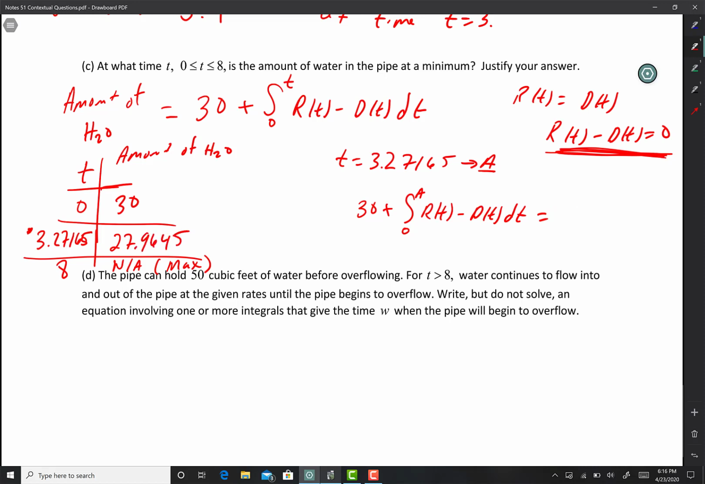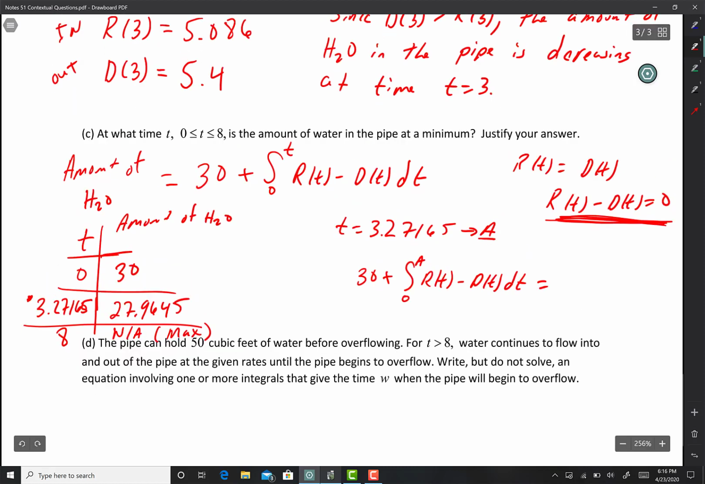And maybe you want to show it at 8. It's going to be a number bigger than 30, or a number bigger than 27.9645, that's for sure. No, it's going to be bigger than 30 because of the areas. All right, so there it is. At what time is the amount of water in the pipe at a minimum? Justify your answer. So min at t equals 3.27165. If you want to make a statement about how this is the only time r of t minus d of t changes from negative to positive on the entire interval 0 to 8, I think that would work as well, guys.